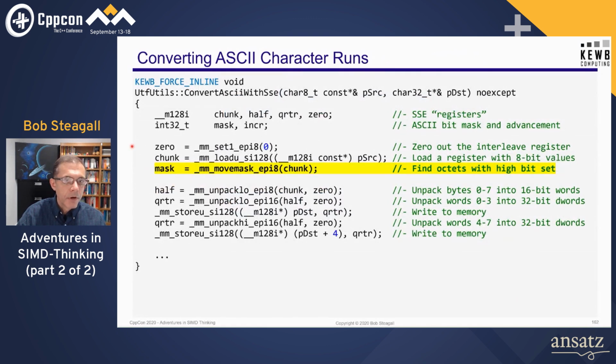Now I'm going to call this weird function called move mask to find which octets in this register have their highest bit set. If the highest bit in an octet is set, it is not an ASCII byte. To be ASCII, it has to be less than 0x80.